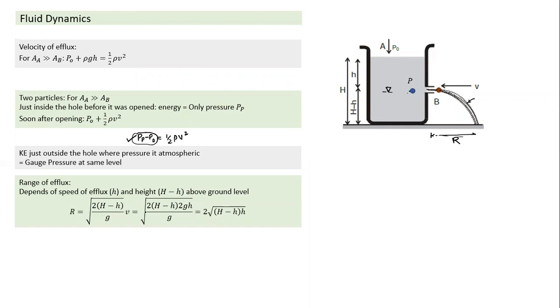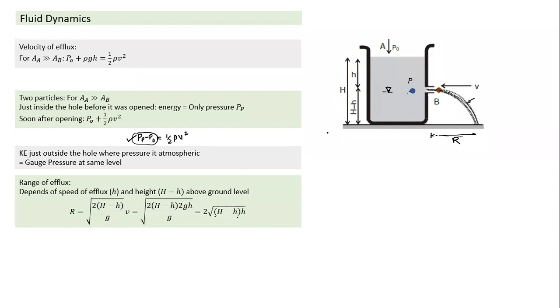That becomes range here. If I put v value is equal to root 2gh, this becomes my range. 2 comes out. So range is equal to twice of, what is this term here? Root of h into H minus h. One is height of liquid level from the opening, and second term is height of the ground below the opening. So H minus h is height of the nozzle or hole above ground level, and this h is height of the liquid level above the hole. So product of these two, twice of this into this, is equal to my range.